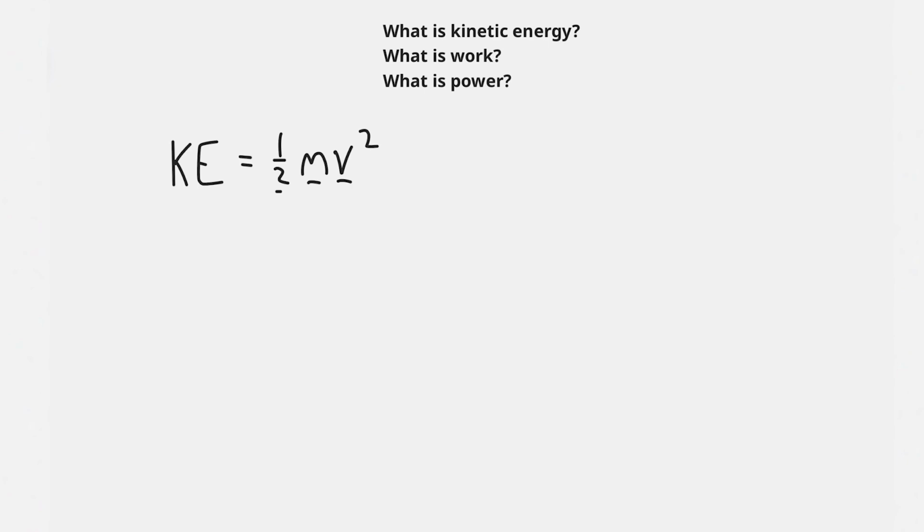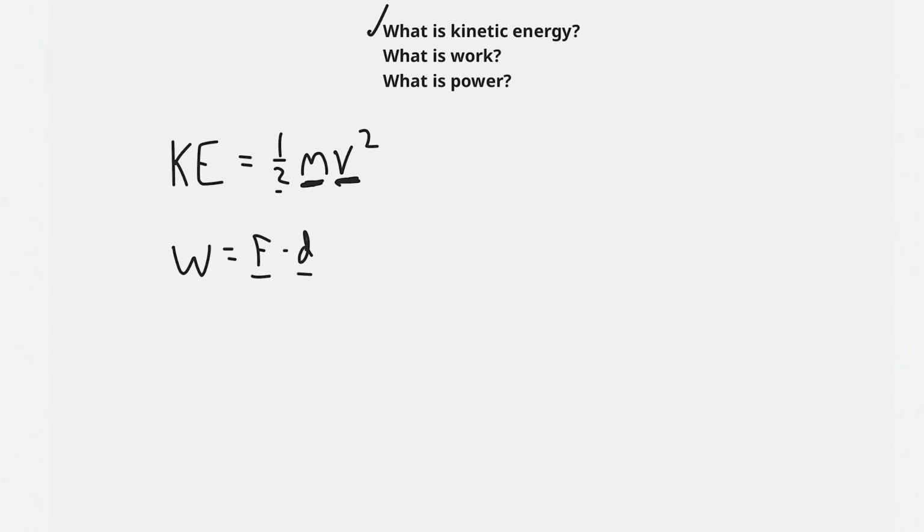This should make a lot of intuitive sense because a faster moving object has more kinetic energy, and for two objects that are moving the same speed, the one with more mass has more energy. Now, what is work? Work is the transfer of energy to another object by applying a force to that object over a distance. The equation is F times D, force times distance.